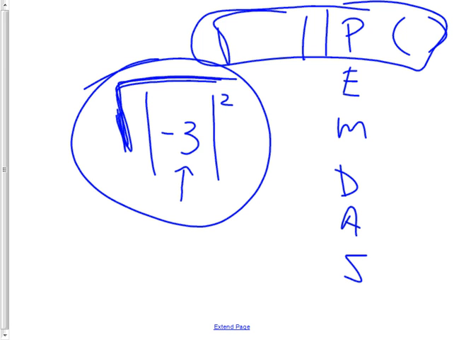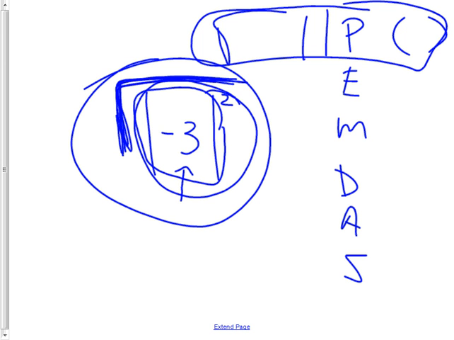Is there anything to do in -3? No. So the next thing I do is out from there, which includes this absolute value. So what would that be? 3. And the next thing I would do is what's underneath the square root. What's underneath the square root is like it's in a parenthesis. So I've got to do this. So 3 squared, 9, and then I do the square root of that.